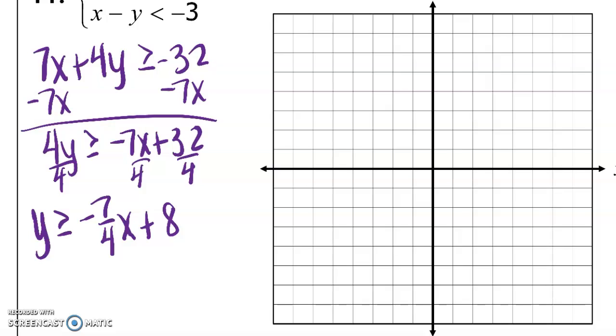So I start by going up 8, and then down 7 and right 4. This would be a solid line. Greater than, so up above that line.